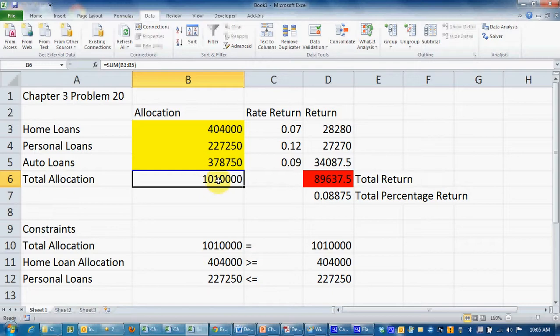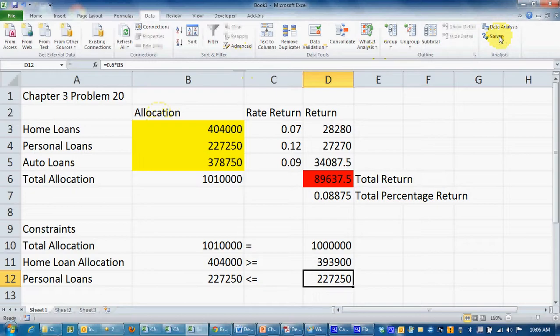And finally, assume that the bank has the original, this is part E, original $1 million in new funds available, and the planning committee has agreed to relax the requirement that at least 40% of the new funds must be allocated to home loans by 1%. How much would the annual return change? How much would the annual percentage return change? Okay, so we're going to go ahead and switch this back to a 0. And it changed this requirement from 40% to 39%, the home loan allocation. It relaxed it by 1%.